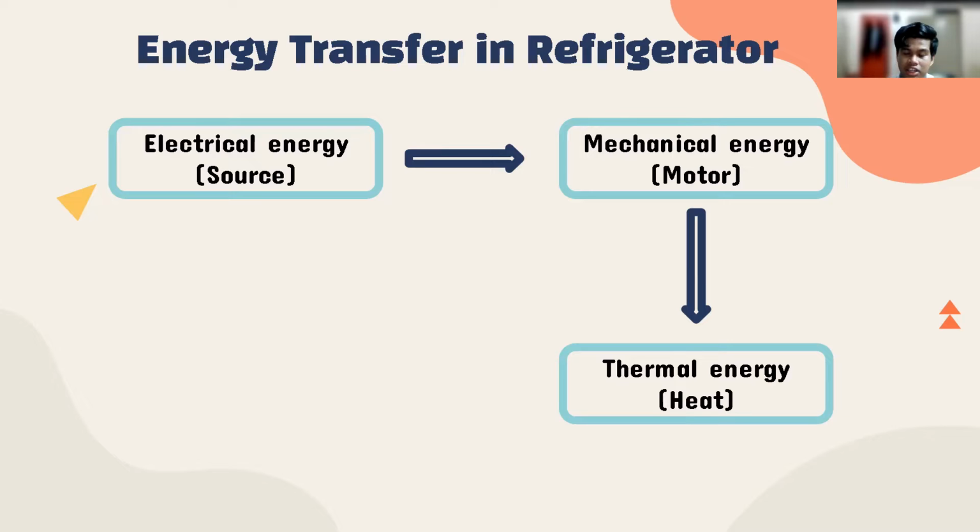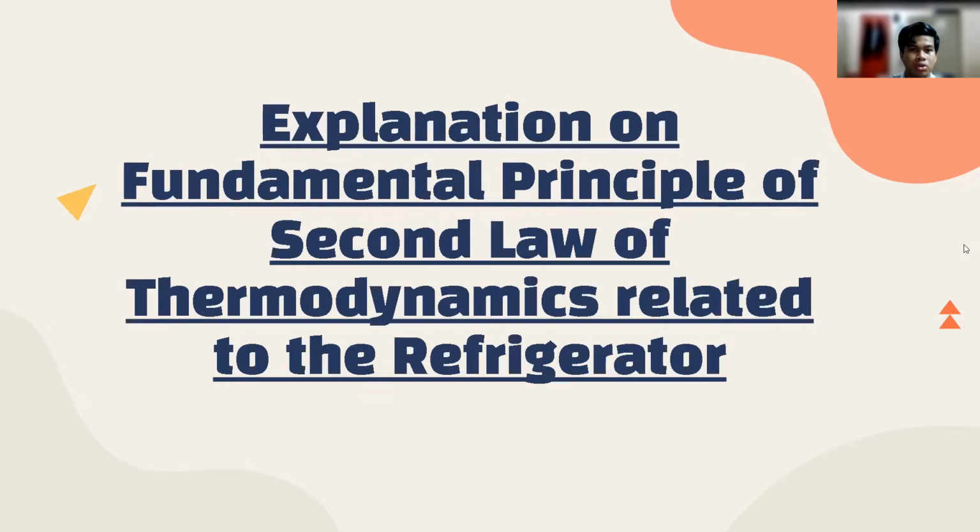The electrical energy will change form into mechanical energy, which is produced in the motor of the refrigerator, which contains the piston. Then the mechanical energy will change form into thermal energy in the form of heat, which is produced from the work in the piston and also the heat that is contained in the refrigerator. So the second law will be continued by my friend, Vicknes Warren.